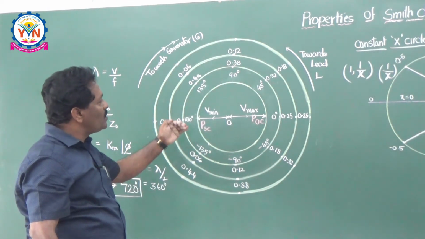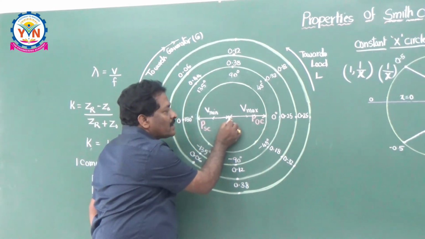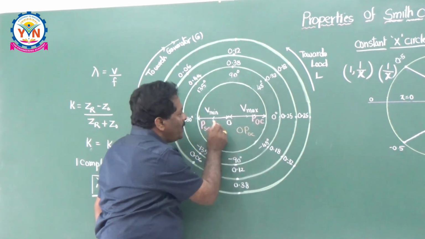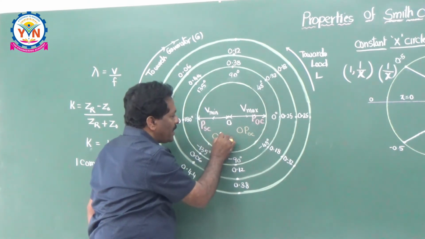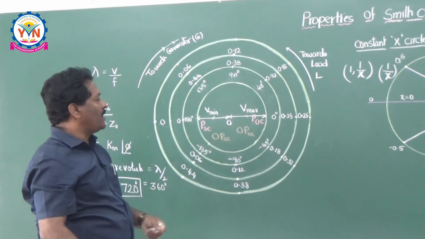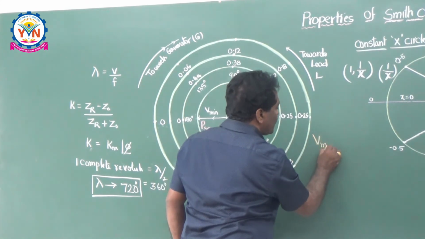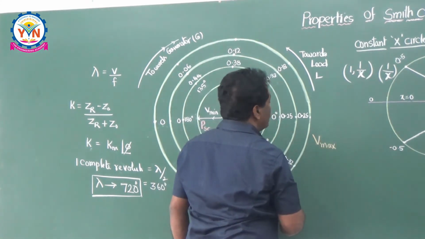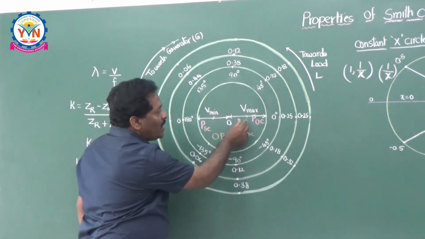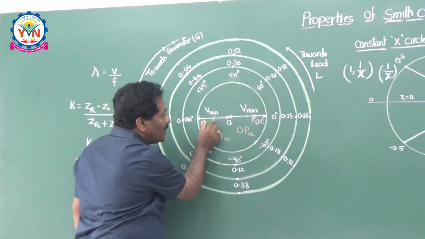Okay, so once you know this, I can say V maximum occurs on the line OPOC, and V minimum occurs on the OPSC line. That means this line. Why? Because fundamentally, V maximum is nothing but the maximum that is taking place on the transmission line. Now I would like to tell you why the V maximum occurs here and V minimum occurs here.